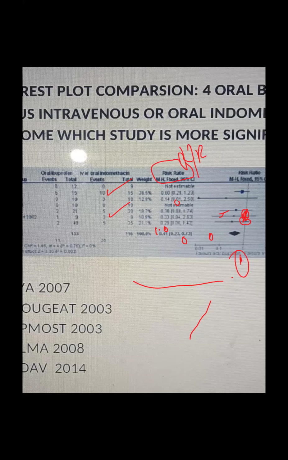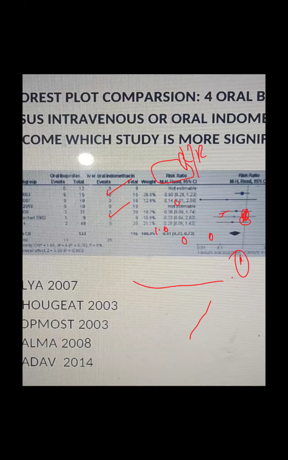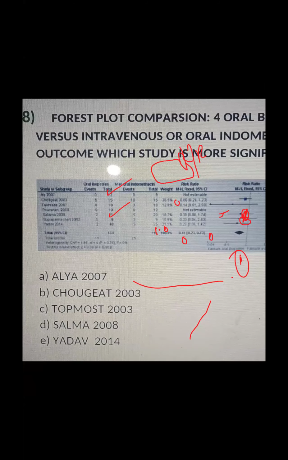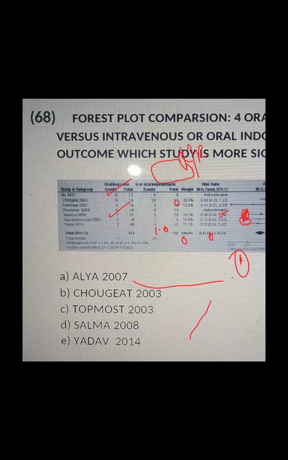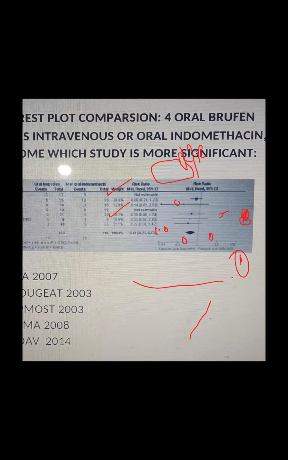So over here, the oral ibuprofen would be more significant. And with this, I conclude only on the 2014 Yadav study, by looking at the confidence interval ranges. Okay. But this graph is not basically helping me. This graph should not cross this midline.